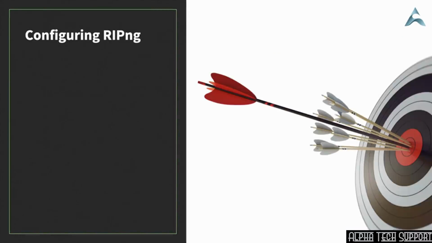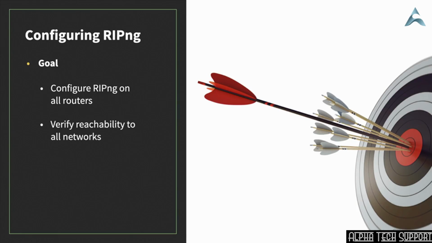In this video, we want to configure RIPng, or RIP Next Generation. This is going to allow us to route IP version 6 networks. We're going to use the same topology we used in our RIP version 2 demonstration, and we want to configure RIPng on all routers and verify reachability to all networks when we're done. Now, let's go out to the live interface and set this up.